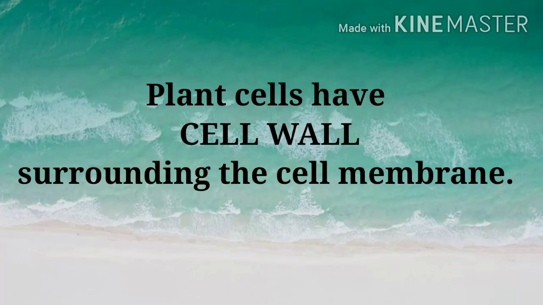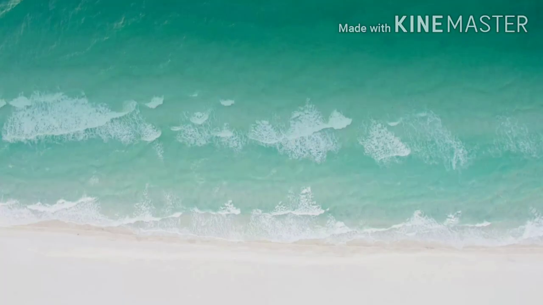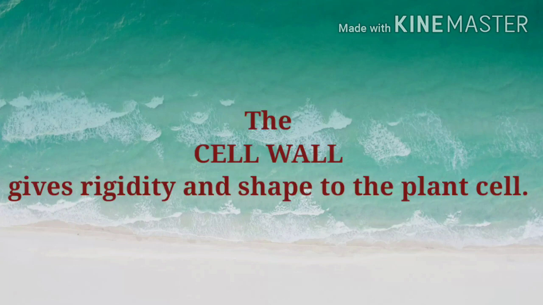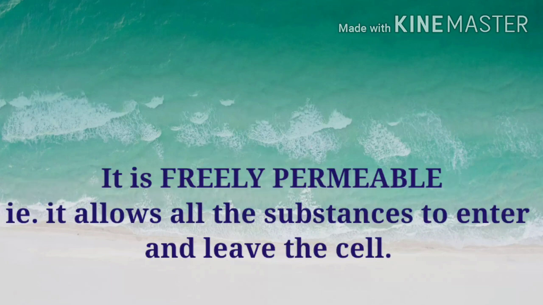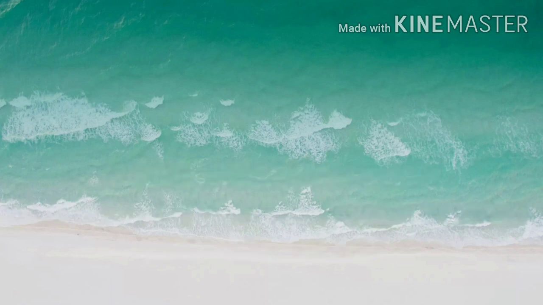Plant cells have a cell wall surrounding the cell membrane. The cell wall is made up of cellulose, a non-living substance. The cell wall gives shape and a certain degree of rigidity to the cell without interfering with the functions of the cell membrane. It is freely permeable, that is, it allows all the substances in solution to enter and leave the cell without hindrance. So, in plant cells, the outermost covering is the cell wall.